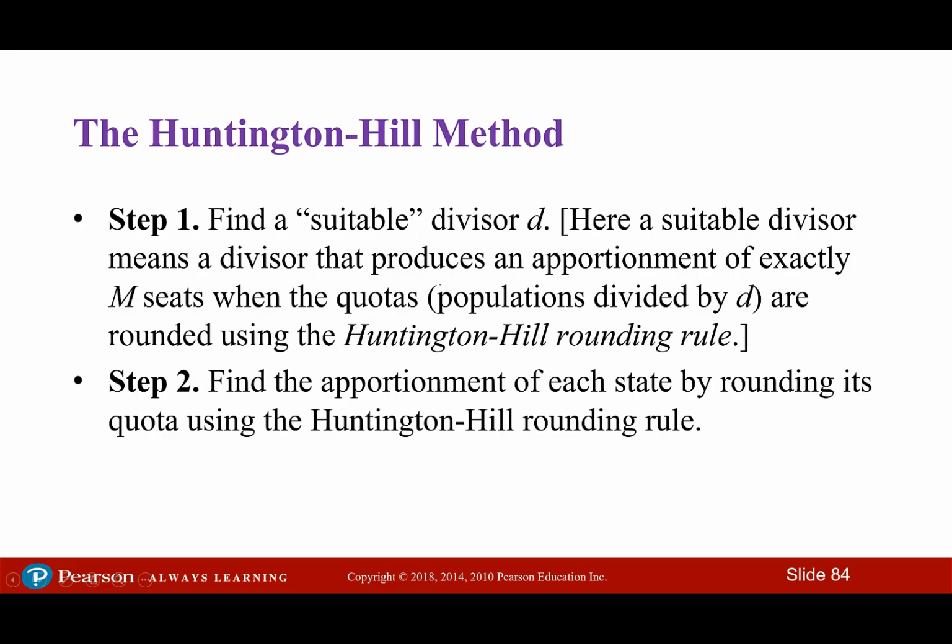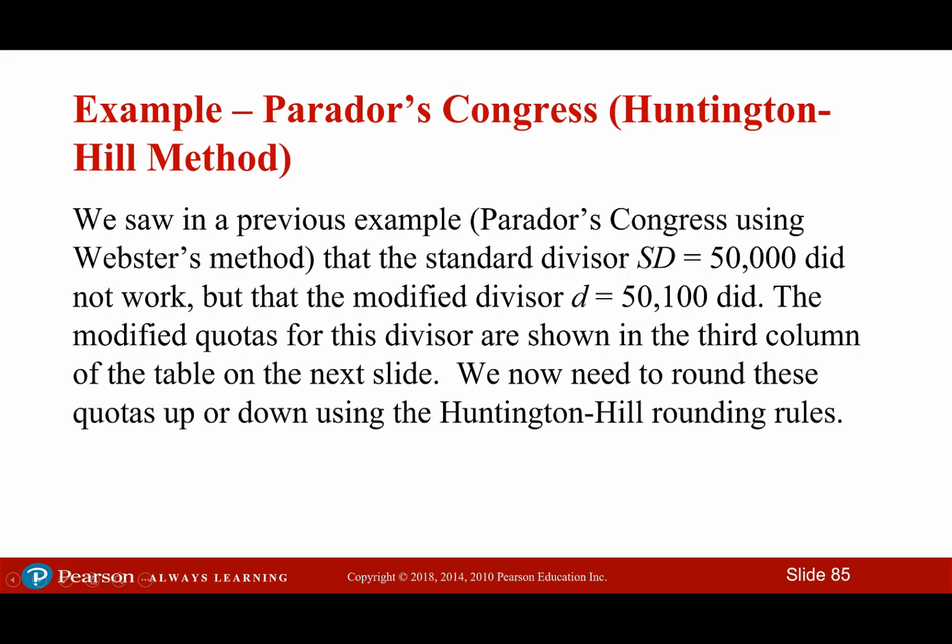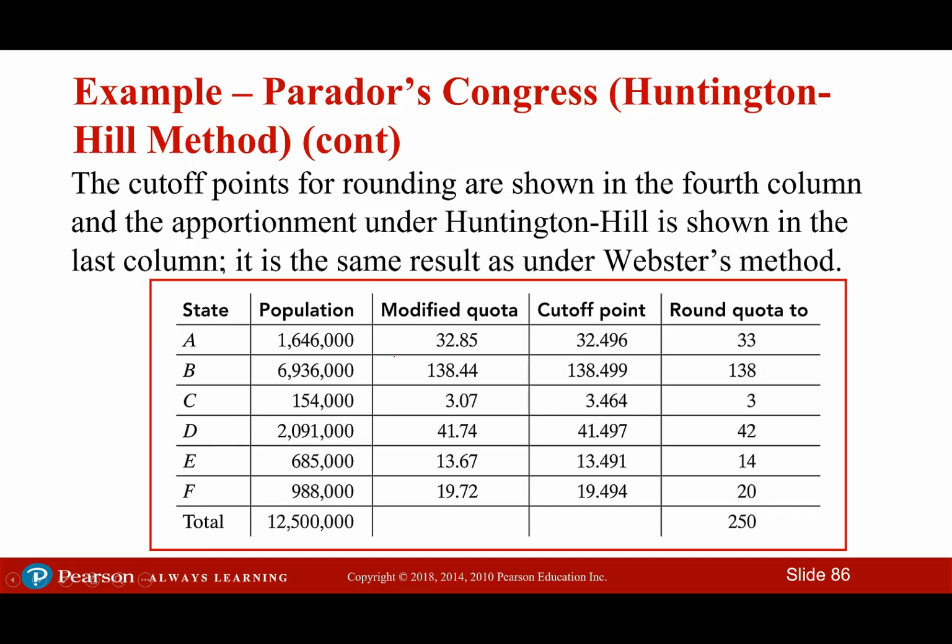Let's go with the Parador's Congress. Again, here it is, Parador's Congress. You should have seen this before. We've done this twice already. We're going to show the Webster's method, and then we're going to show the Huntington-Hill method, to see how everything is done. So here it is. You add up the population, and that gets you 12 million and a half.